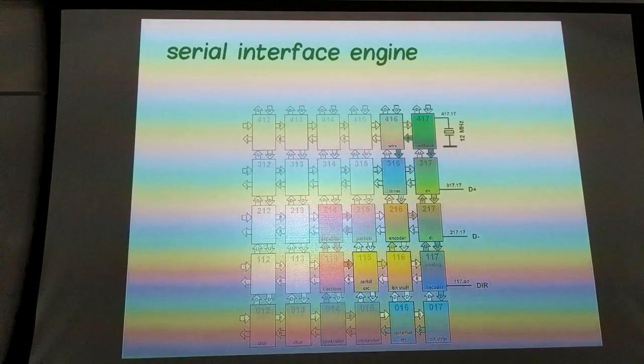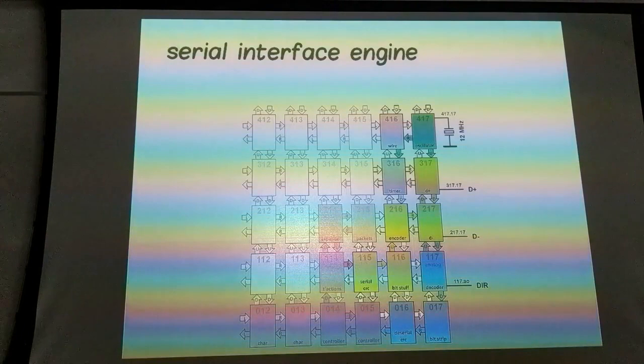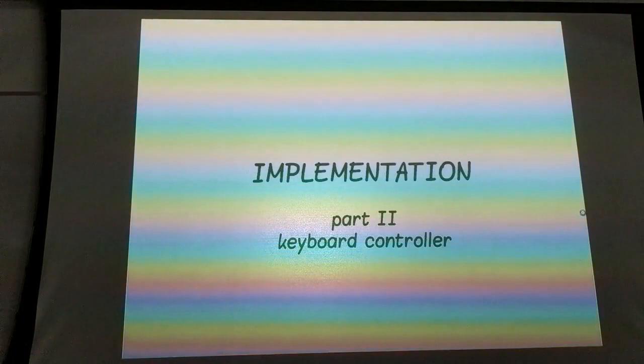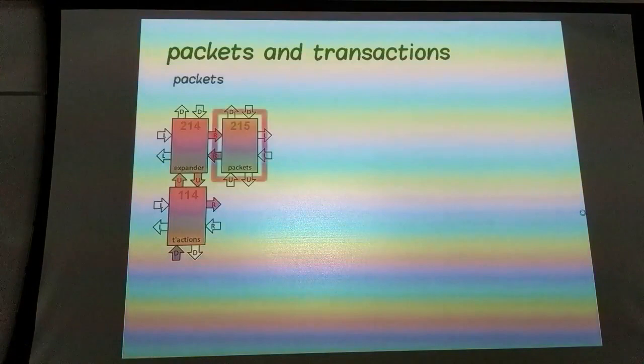An important point is that this serial interface engine can be used to communicate with any low-speed USB device with no modification whatsoever. We use it here to control a USB keyboard, but we could as well use it for a mouse or a joystick. The difference is made by packets sent to the particular device and received back from the device. And those are assembled and analyzed by a controller that is specific for each kind of device. Thus, to control a keyboard, we need a keyboard controller. And this will be presented now.